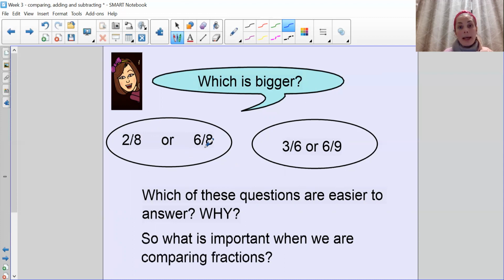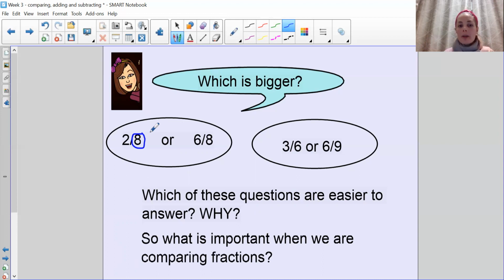Because I can equally compare them, all right? They're the same. So all this is saying is I've taken a pizza or a cake, and I've divided it into 8 equal parts. Remember, my bottom number tells me how many is in total, and my top number tells me how many I've eaten.